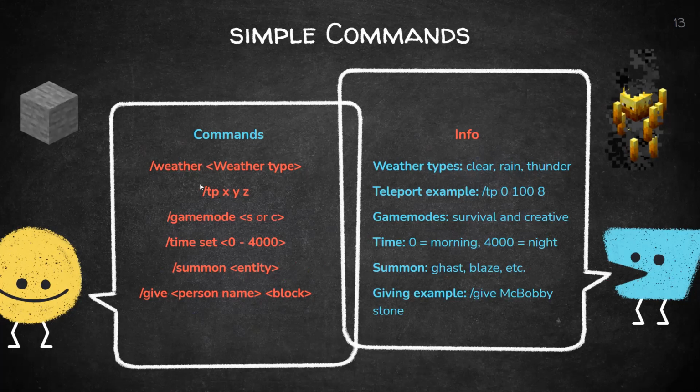The second one that we're going to go over is slash TP. TP is a short form for teleport. Basically you have your X, Y, and Z coordinates. For example, if I do slash TP 0, 108, then it'll teleport me to these exact coordinates. You can do any other ones like 100, 100, 100. It'll take you to those as well, and so on.